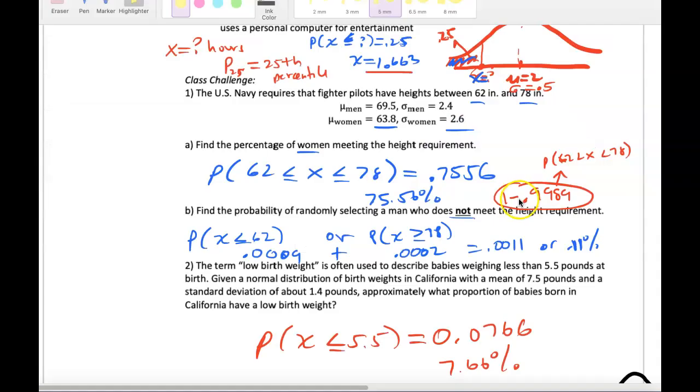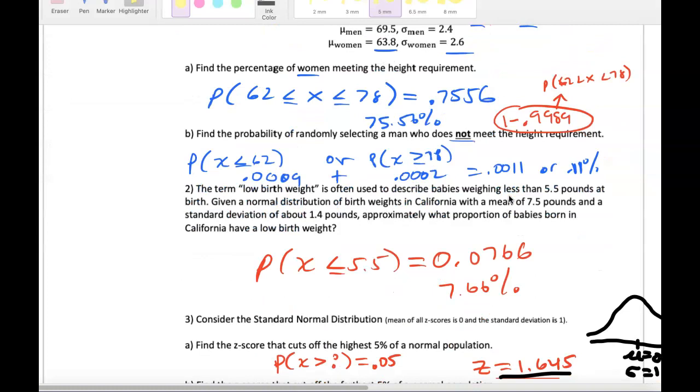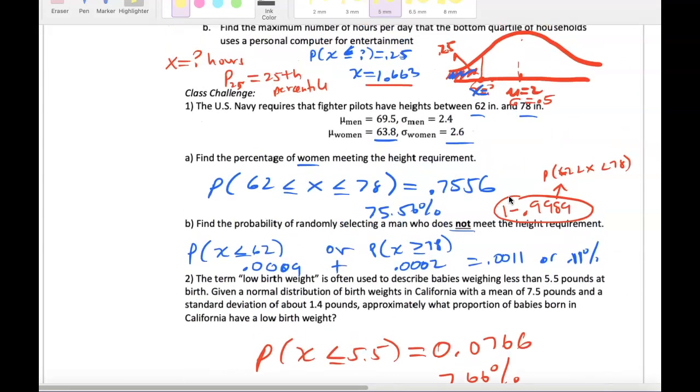So now looking at this class challenge problem at the end, you should be able to use the normal distribution calculator to get these values. That's where they come from. There's no hand calculations here.